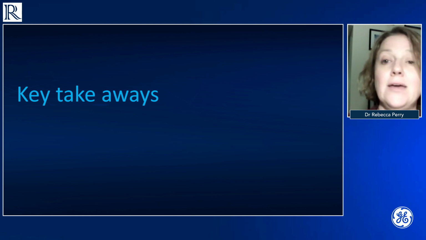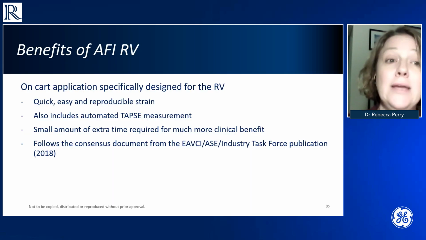So what are the key takeaways from this talk? Well, I really hope that I've been able to show you that AFI-RV is really quick, easy and reproducible. Because it also includes your TAPSE measurement, you can use it instead of doing your TAPSE and save yourself a bit of time while keeping this much more extra clinical benefit. So you've still got your TAPSE, but you've got your right ventricular strain as well. And it's really important that it follows the consensus task force document from 2018.